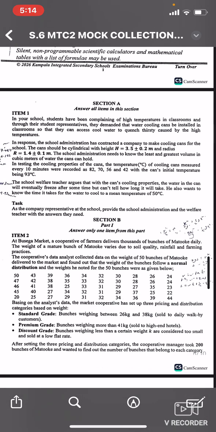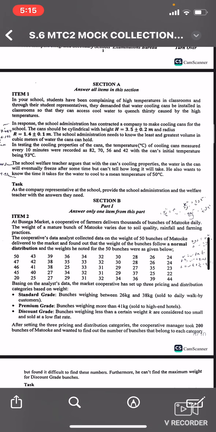In response, the school administration has contracted a company to make cooling cans for the school. The can should be cylindrical with a height h equals 3.5 ± 0.2 meters and radius r equals 1.4 ± 0.1 meters. The school administration needs to know the least and greatest volume in cubic meters of water the cans can hold.